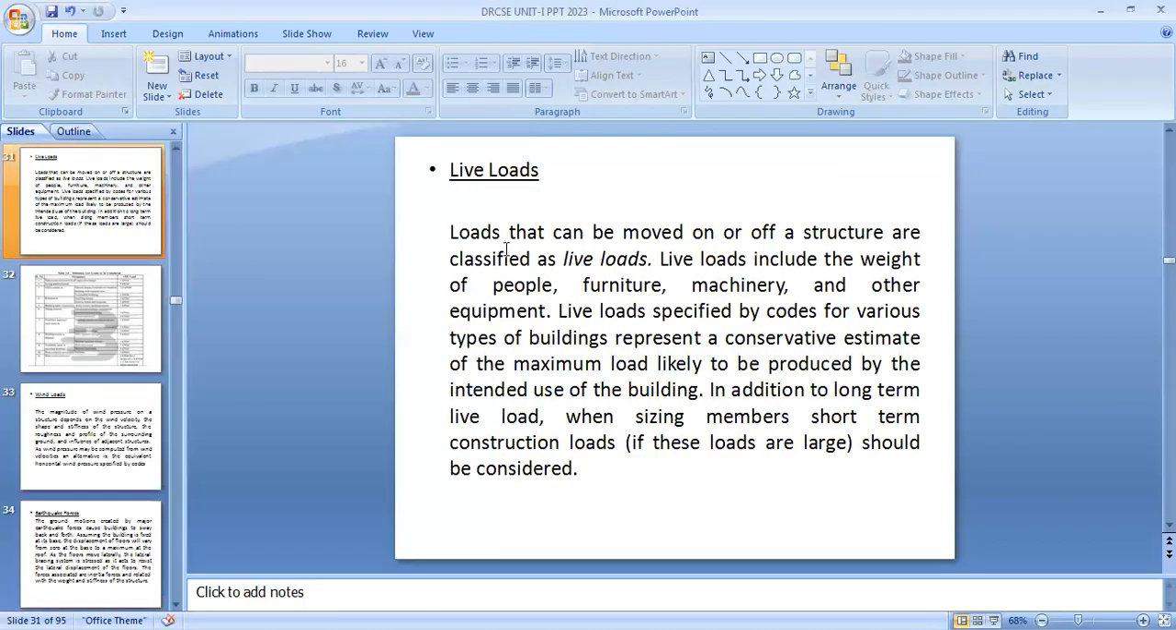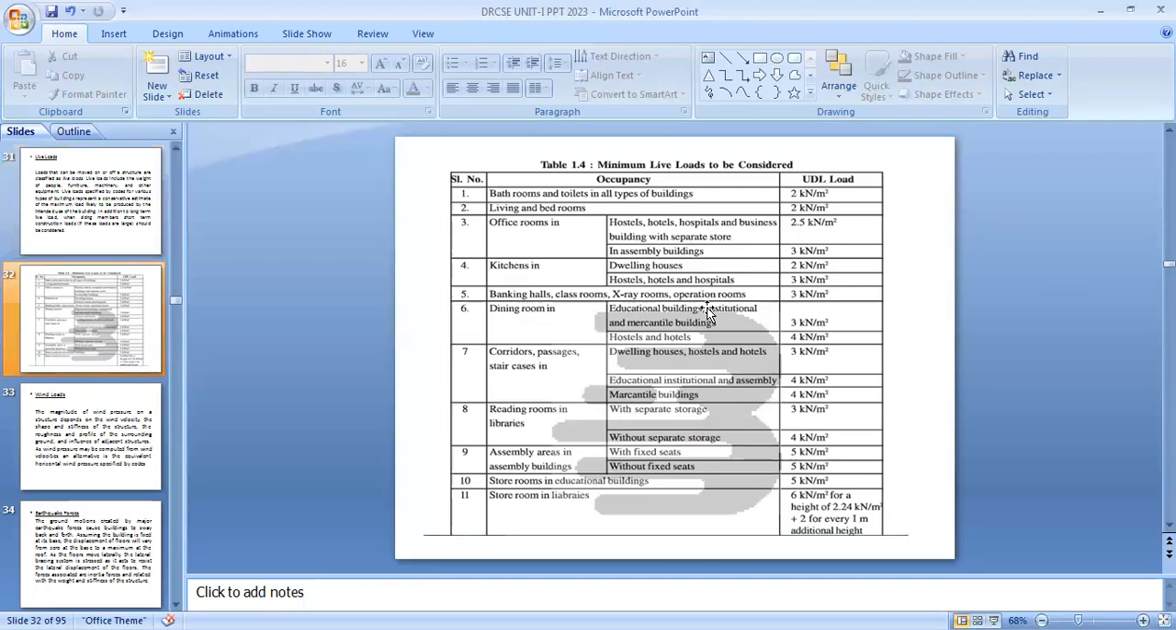Live load. What is the live load? It is the load on the structure. Live load may be people, furniture, machinery, equipment. Here you can see bathroom and toilet, all types of building. This is office, banking hall, 3 kilonewtons per meter square. This is record room, 3 kilonewtons per meter square. This is hotel, hostel, etc. Library, 4 kilonewtons per meter square.